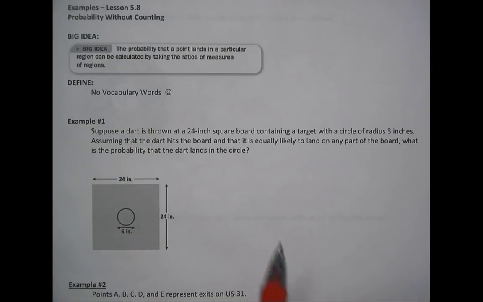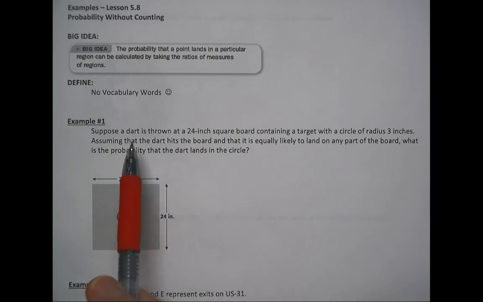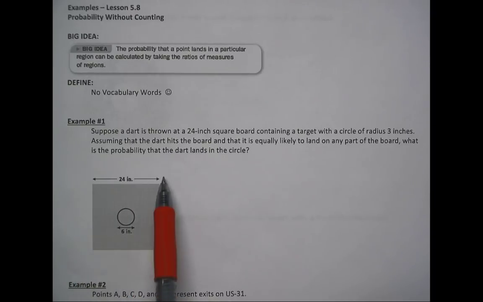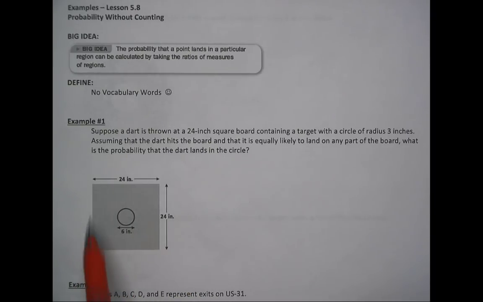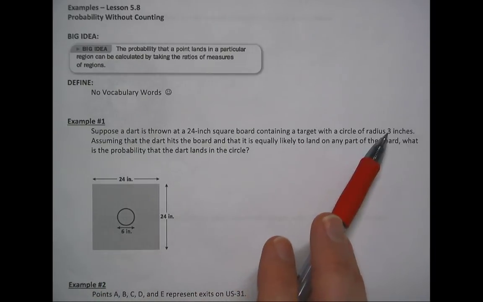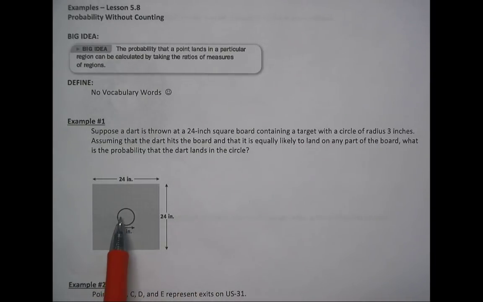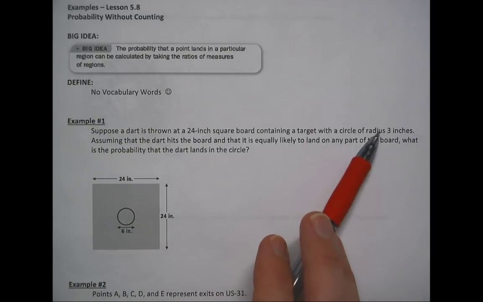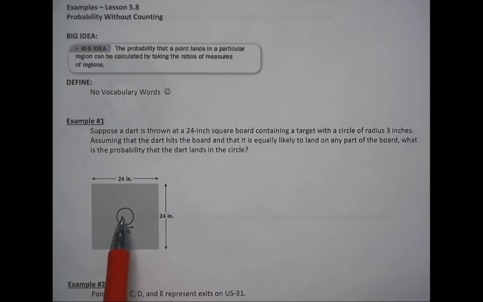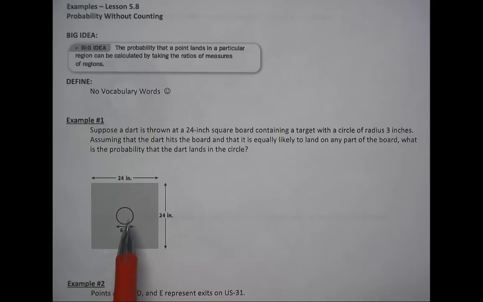So let's take a look at example number 1. I think it'll make more sense. So suppose a dart is thrown at a 24-inch square board. So here's your 24-inch square board. If it's a square, it's 24 inches on every side, containing a target with a circle of a radius of 3 inches. Now, if you notice, this says 6, but this says 3 because this is 6 all the way across. Just a reminder, that's the diameter of the circle, and the radius is halfway across from the center to the outside. So that's why the radius is 3, and this says 6 all the way across.